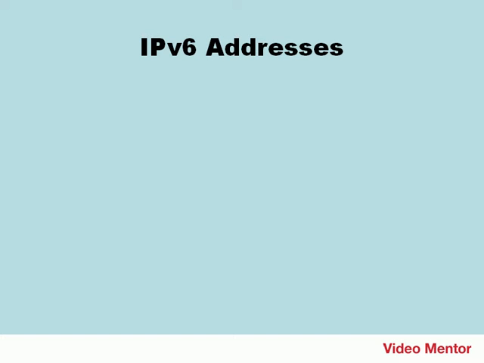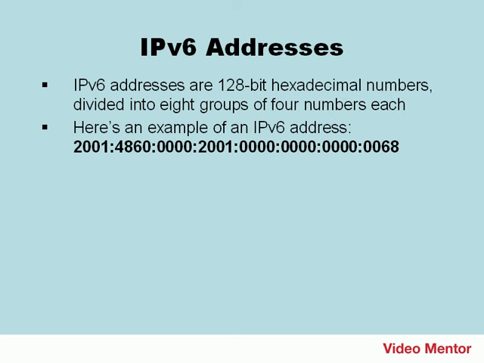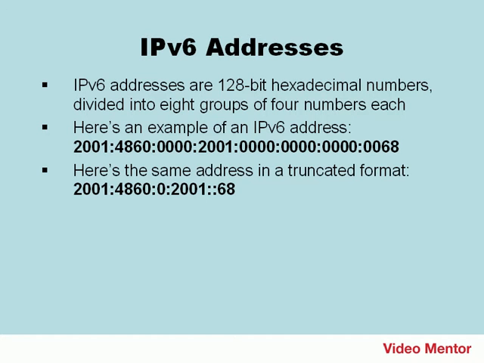I want to talk a little bit more about IP version 6 addresses. IPv6 addresses are 128-bit hexadecimal numbers divided into 8 groups of 4 numbers each. And here's an example. In fact, this is the address we added to our computer. Of course, these addresses will commonly have letters in them as well, since they're hexadecimal. It just so happens that this address does not. Now, here's the same address in a truncated format. And there's two different ways that we can truncate the address. The first is if you see a whole group of zeros.